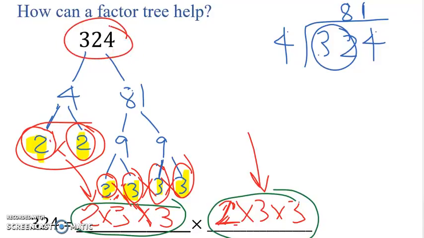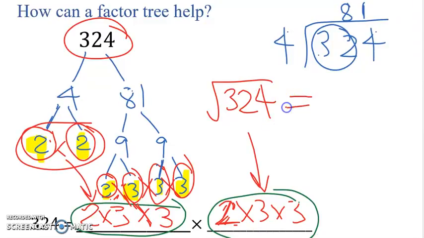because these are the prime factors that multiply to give 324. So if 324 equals 2 times 3 times 3 times 2 times 3 times 3, then the square root of 324, well, that just is asking what number multiplied by itself gives me 324. Well, that's just one of these 2 groups. That would be 2 times 3 times 3, and 2 times 3 is 6, and 6 times 3 is 18. So the square root of 324 is 18.